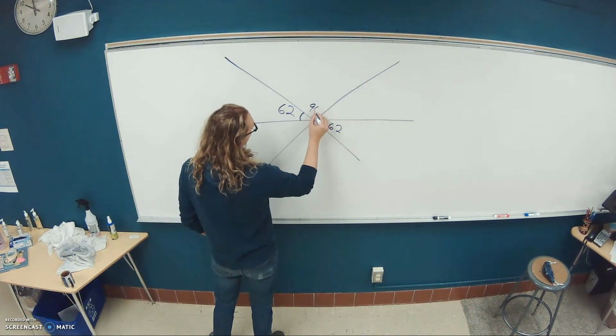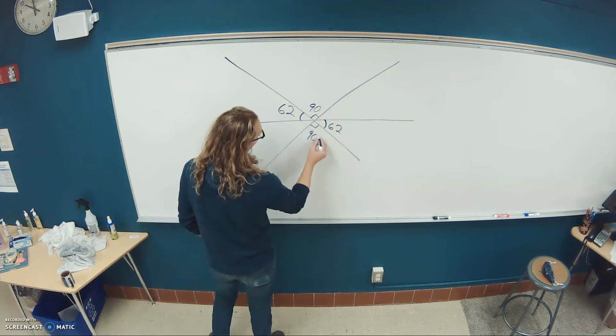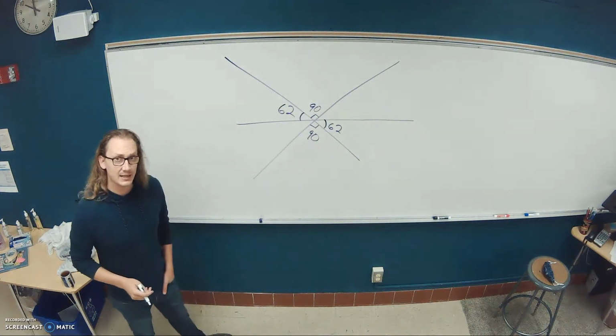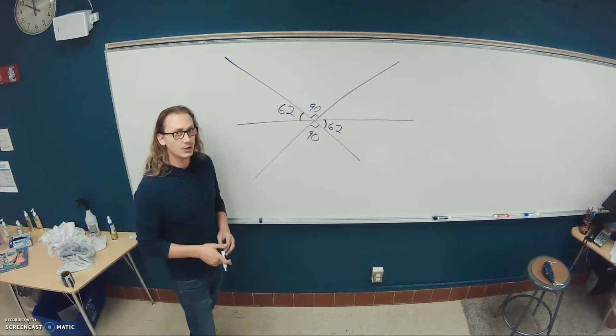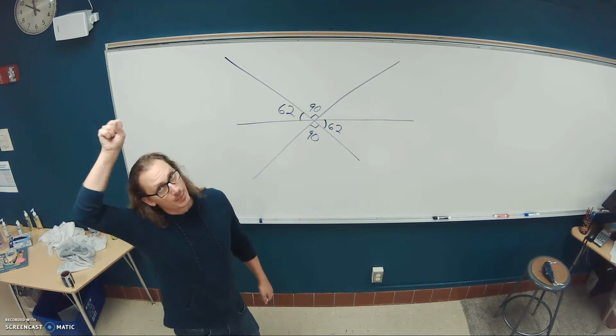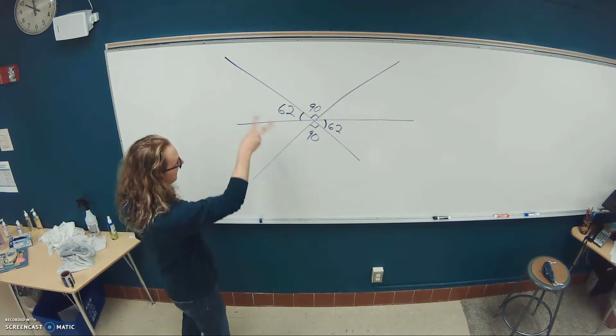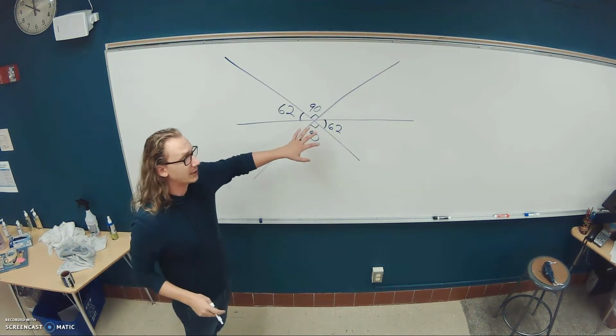This guy is 90. That means this side over here must also be 90. Opposite sides of intersections, those angles will always be congruent. They're vertical angles. Get that in the brain thoughts. Okay? That should be an instant first thing when you look at these problems. You should be looking for vertical angles.